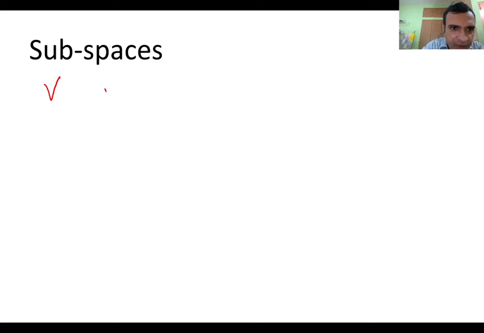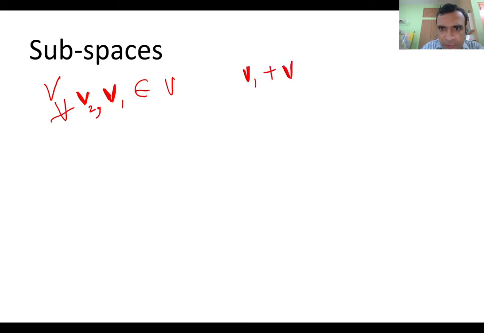Let's say you have a vector v1, which I will make bold. This v1 belongs to V, and let's say there is another vector v2. Both of them belong to V. And if they follow a property that for all v1, v2 that belong to V, then v1 plus v2 also belongs to V, that is property number one.